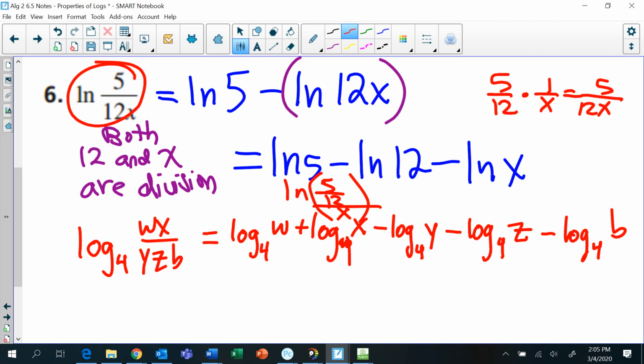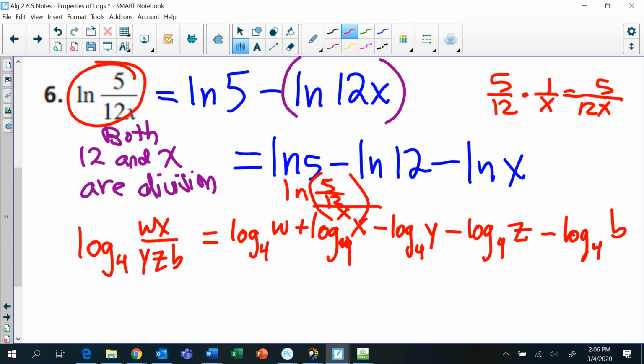Then how do you get the 5 on the top and the rest on the bottom? How do you get the 5 on the top and the what on the bottom? Like the 12 on the bottom. Well, 12's already on the bottom. Right. If I divide by a number, I can instead multiply by its reciprocal. So since I took 5 twelfths and I divided by x, instead of dividing by x, multiply by 1 over x, the reciprocal. So that's how I was able to get it into just one fraction rather than a fraction inside of a fraction.